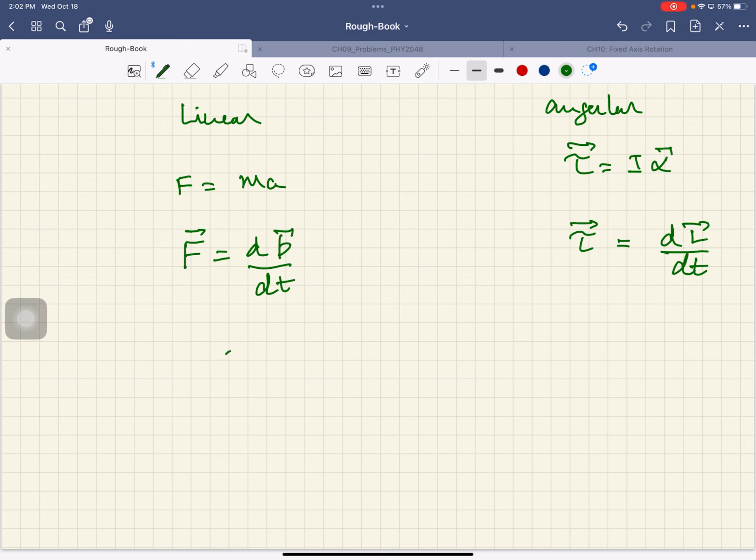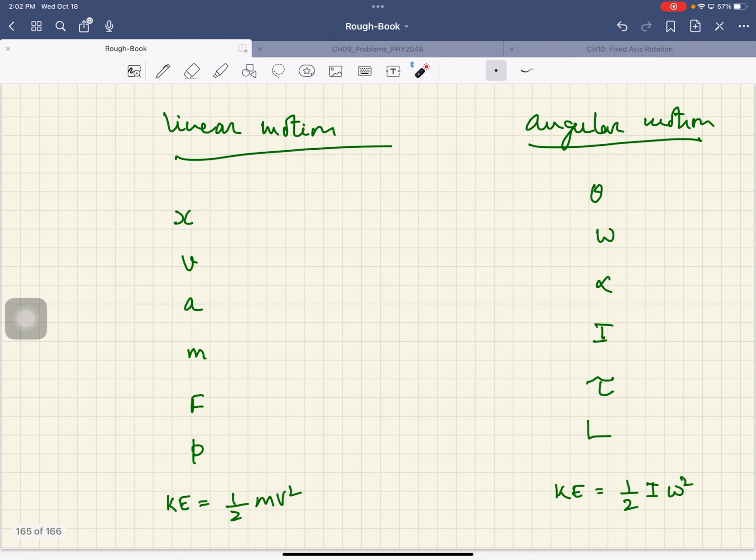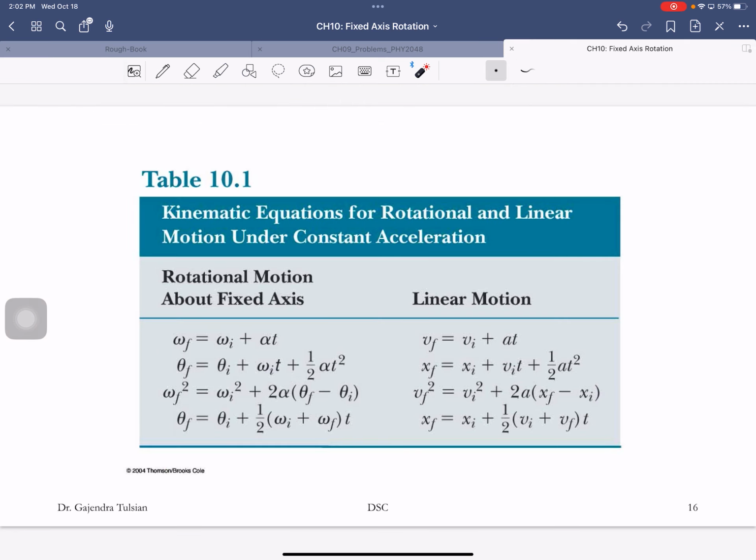Over 2 chapters, you're learning all this. Everything that you learned for linear motion, you will learn for angular motion, angular rotation. If you replace these variables, you get the corresponding formula. And these are the equations of kinematic motion, valid for constant acceleration.